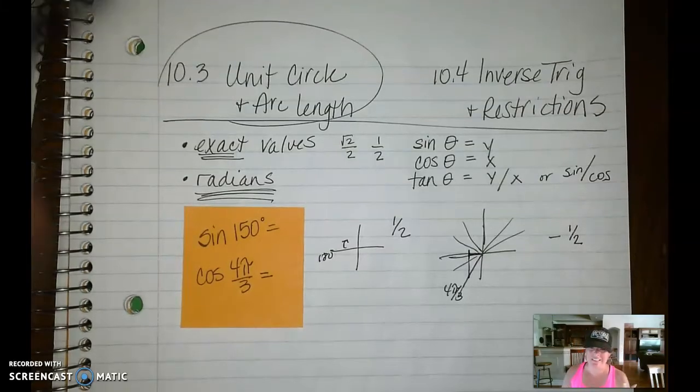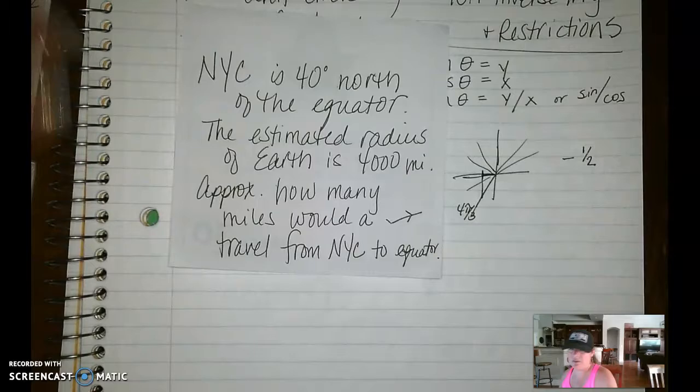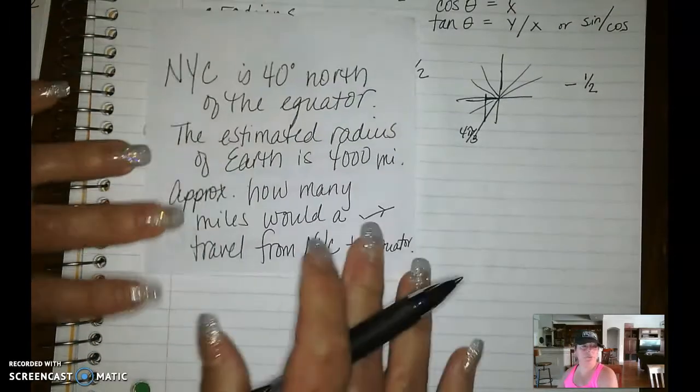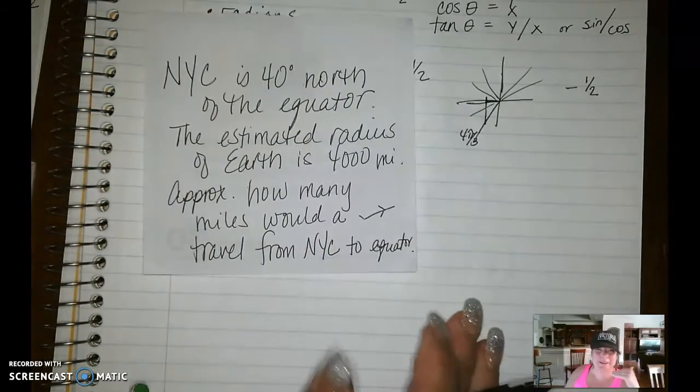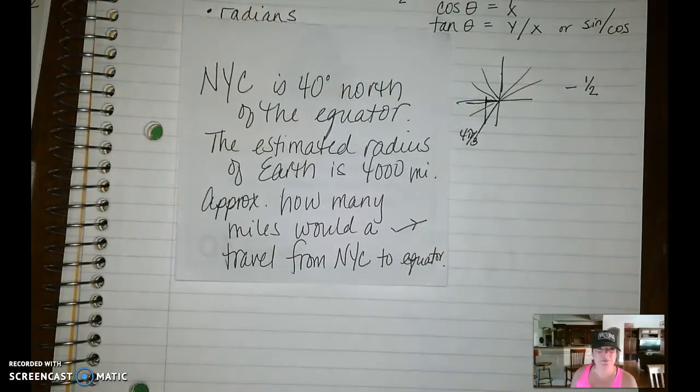Let's talk about arc length really quickly. The arc length will enable you to answer questions similar to this. Okay, so here is a word problem, an example for us. We know that New York City is 45 degrees north of the equator. The estimated radius of the Earth is about 4,000 miles, and I want to know approximately how many miles a plane would travel to get from New York City to the equator.